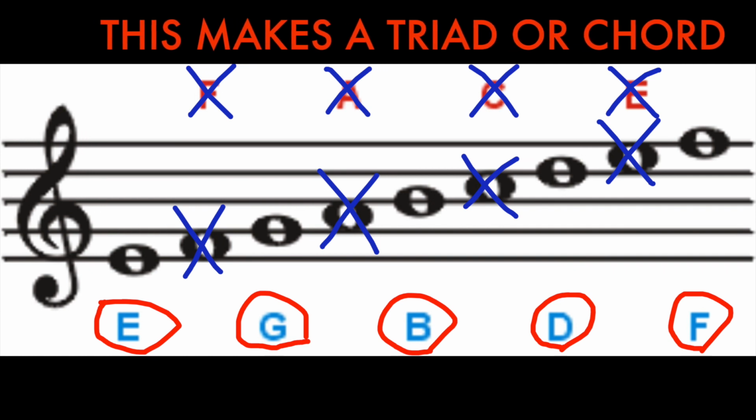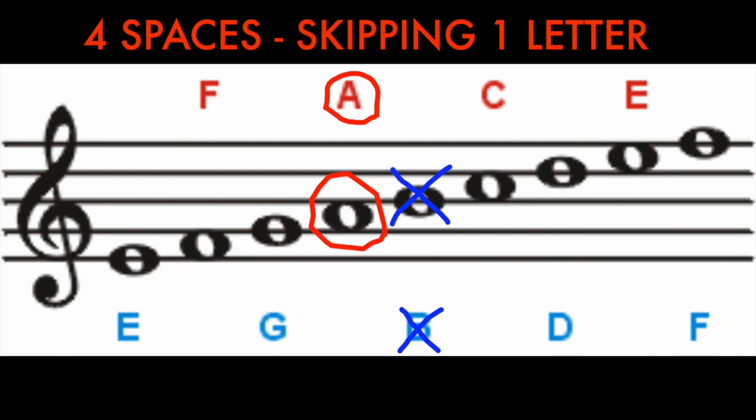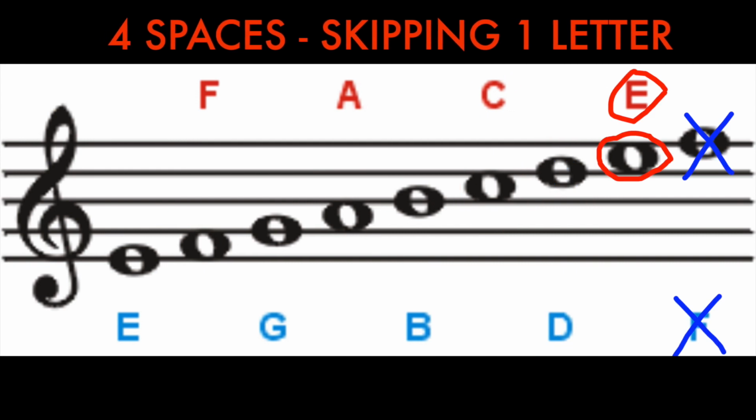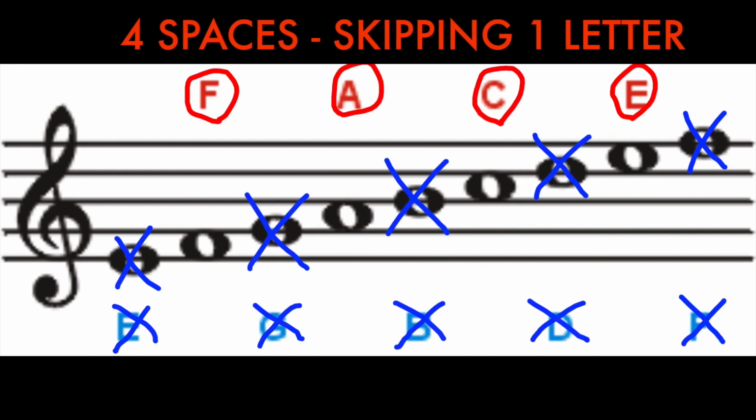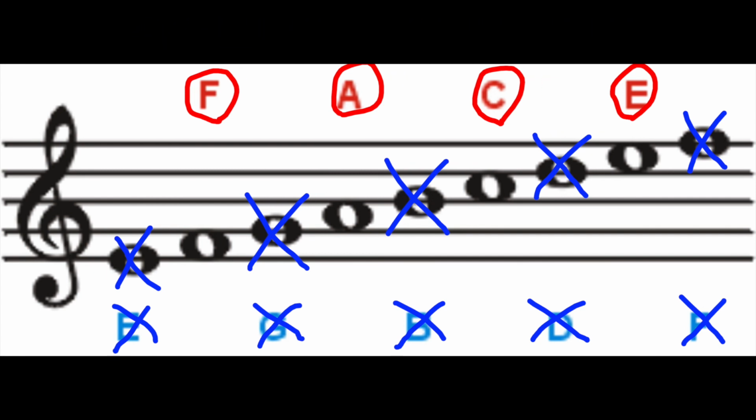Here is another example with spaces, where we move from F to A to C and to E, where we skip one letter between each space. This is also creating chords or triads, going from F to A to C to E, skipping one letter between each space.